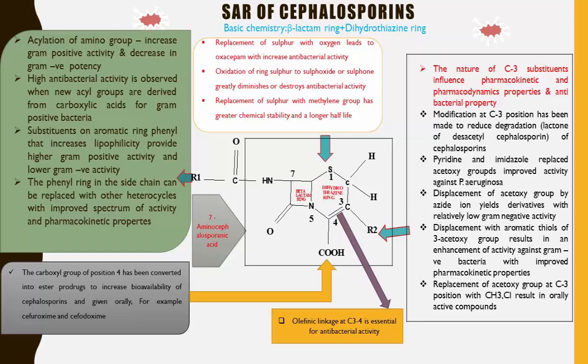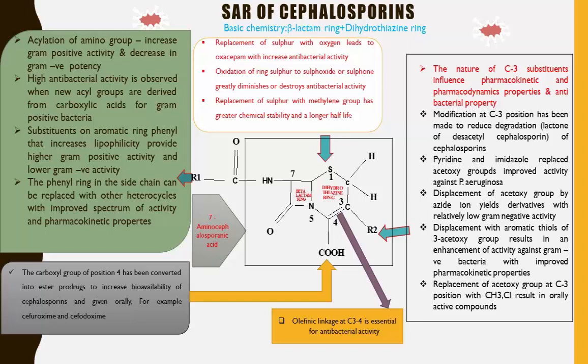Next, we come to the C4 position, which contains a COOH group, that is a carboxylic acid group. The carboxylic group at position 4 is converted into an ester product to increase the bioavailability of cephalosporin so that it can be given orally, for example cefpodoxime proxetil and cefuroxime axetil.